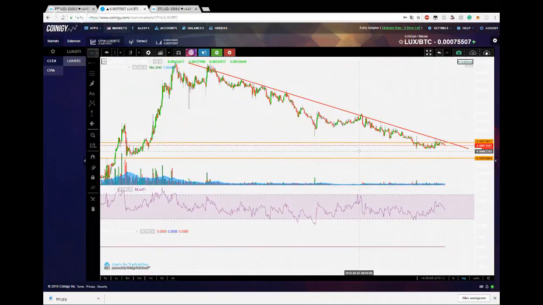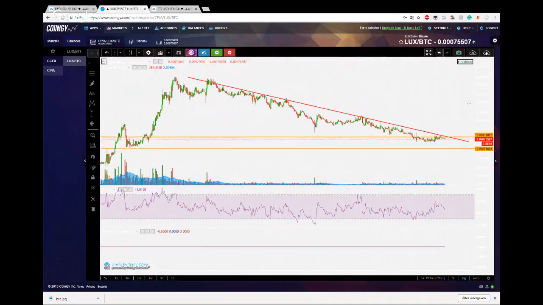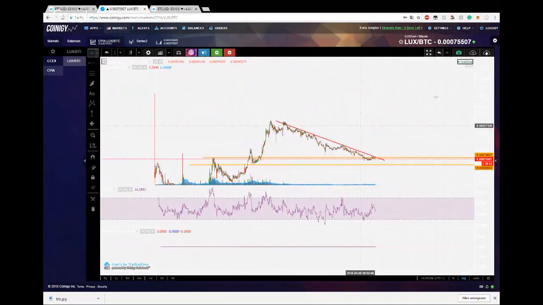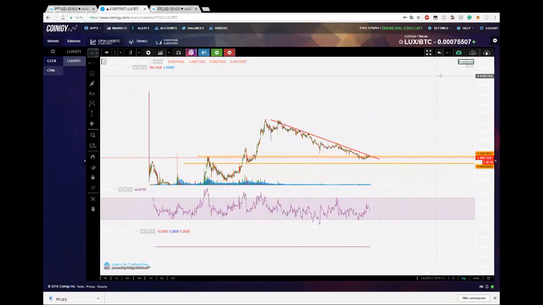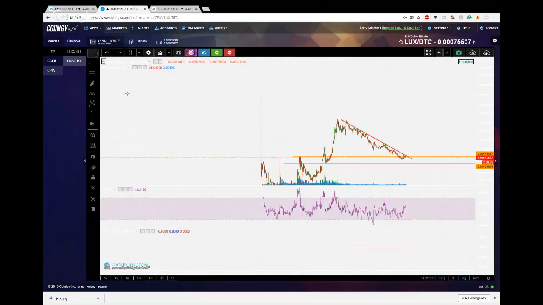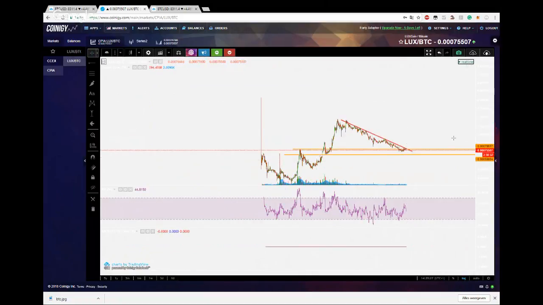So, I'm giving this until the end of the year. By then, I want to see a parabola, which I hope will take us to the moon, something like 0.02, 0.01, something like that. By then I will be very happy. If not, then still into profit, so it doesn't really matter.